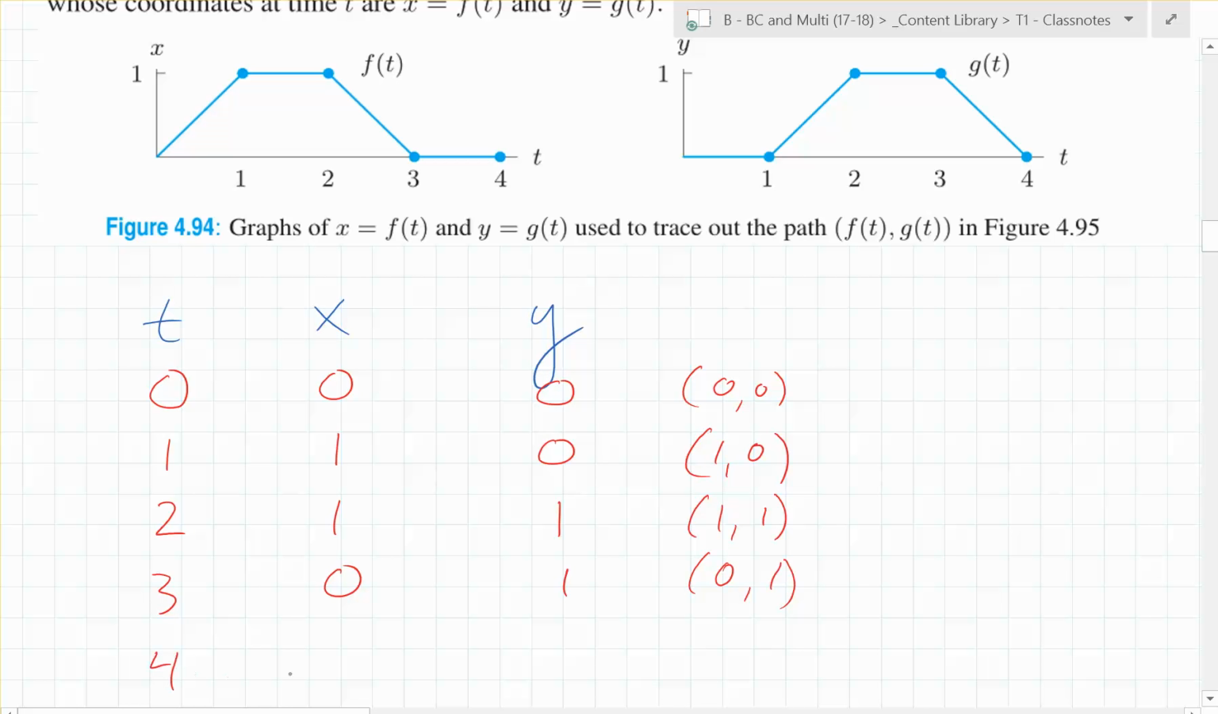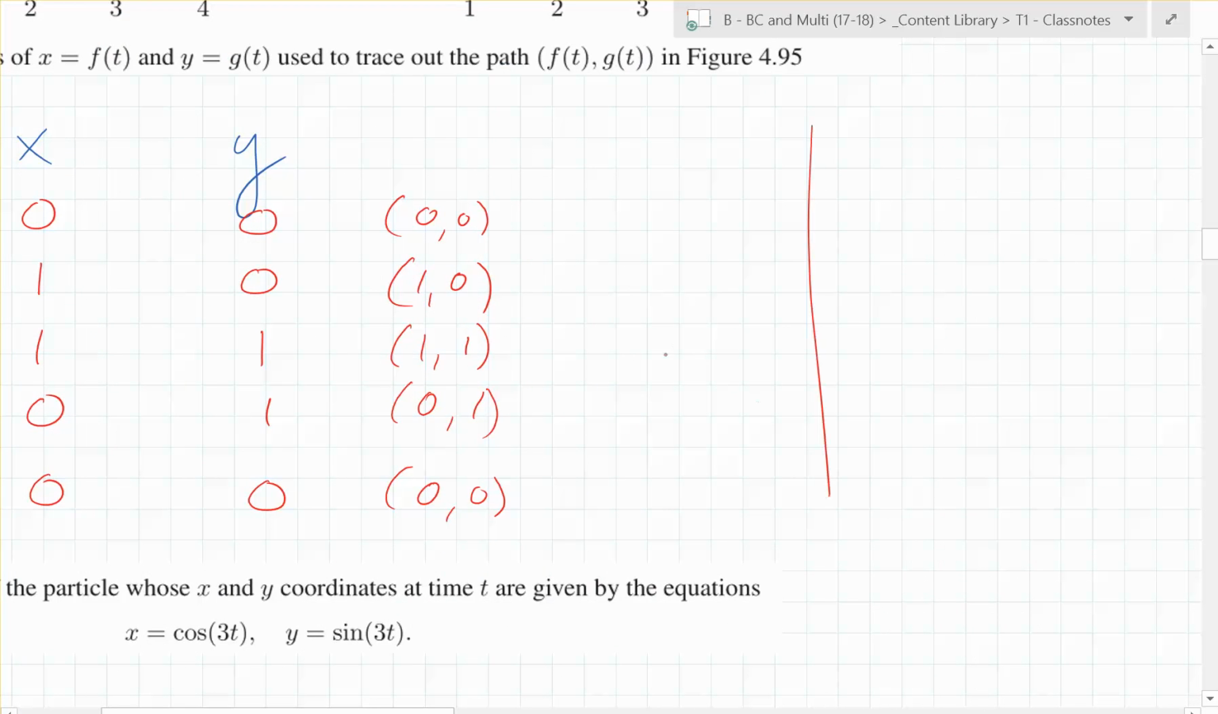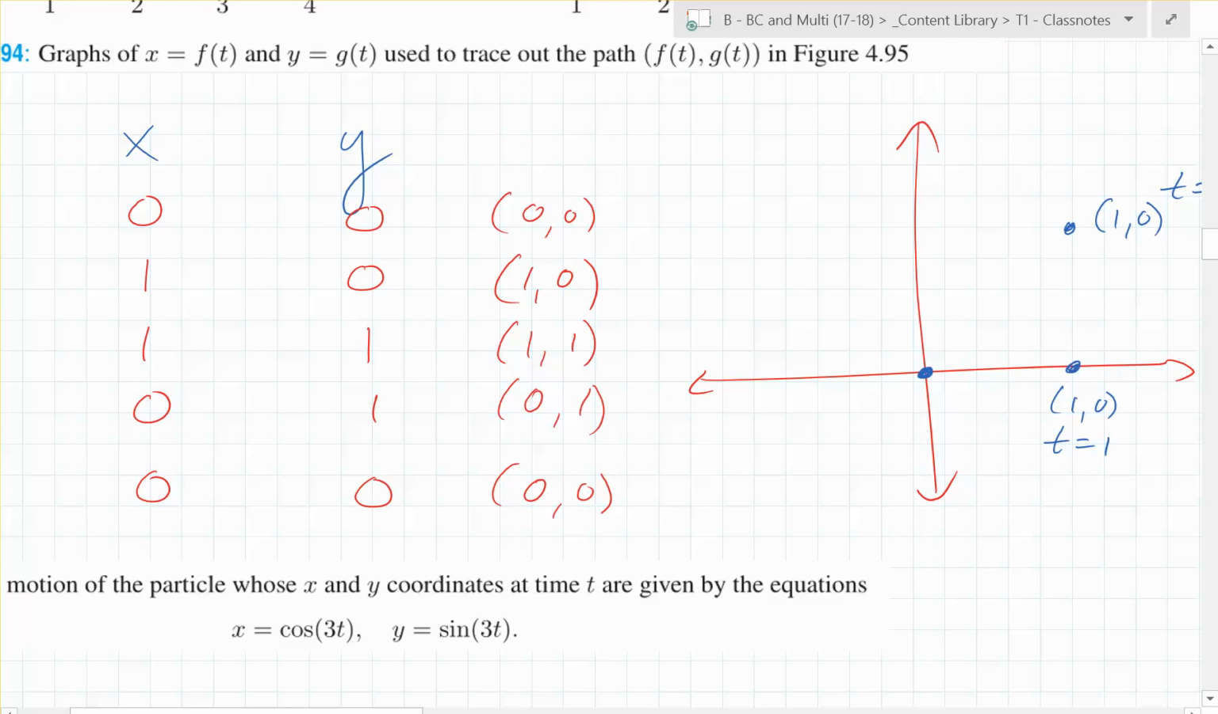And then at time equals 4, where are we? (0, 0). So if you were to graph this, what would you end up with? Based on what you know, what would it look like? It starts at (0, 0), right? And then it goes to (1, 0). That's at time equals 1. And then what does it go to? (1, 1). Thank you.